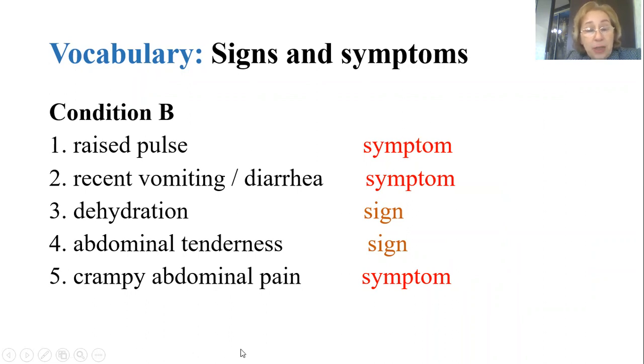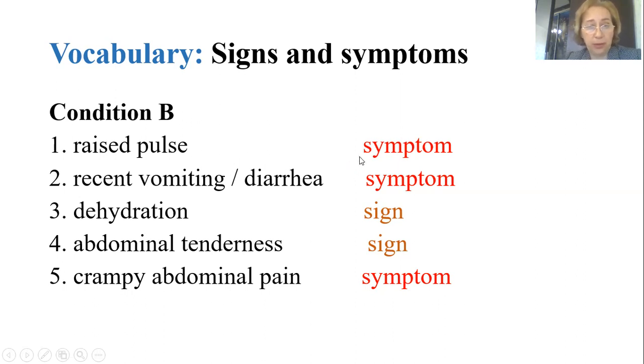I mean that a symptom is what the patient can notice. Well, crampy abdominal pain: only the patient feels this. That is why we say this is a symptom. Or vomiting, diarrhea. It's obvious to the patient that he has this symptom. Sometimes people can understand that their pulse is raised. It can be a symptom.